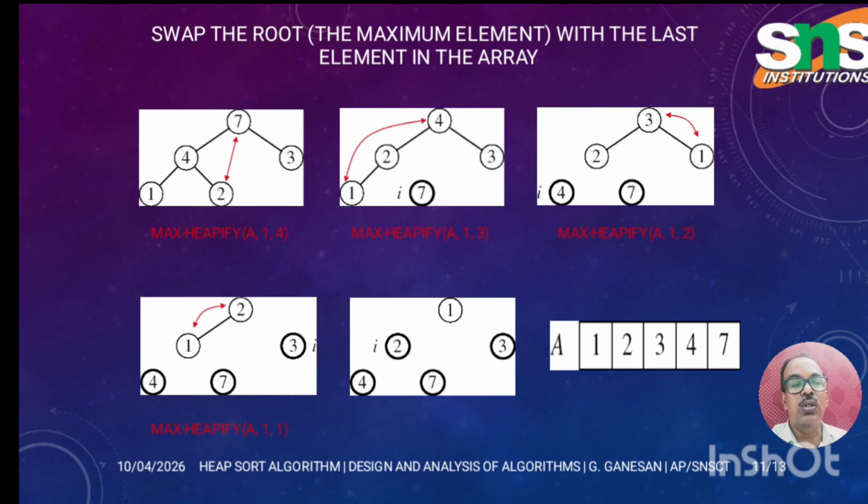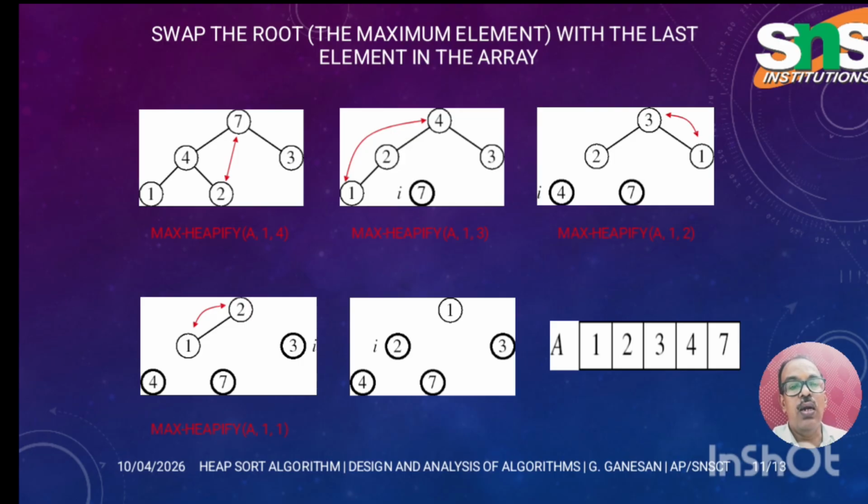Again we check the rules. 1 is smaller than 2. So we replace 1 with 2. Then again one more, 3, is there. 3 is greater than 1 and 2. So we place 3 at the top. Then again the structure is 3, 2, 1.